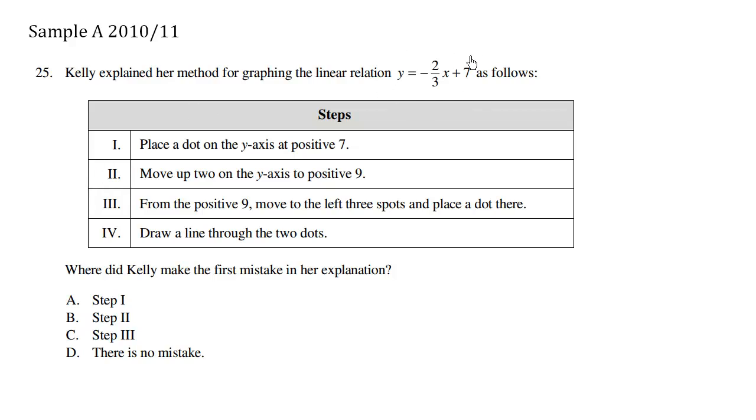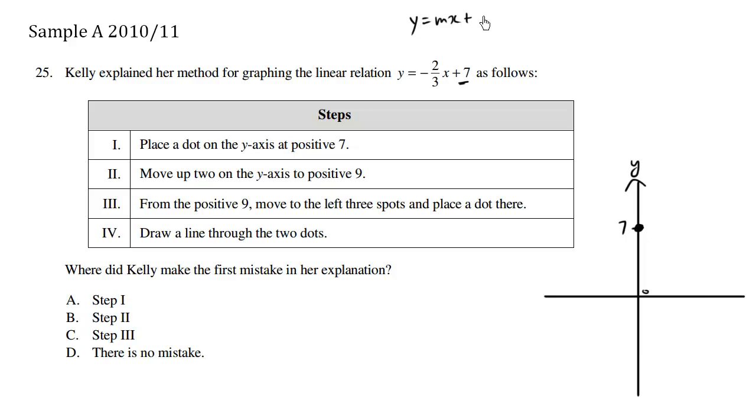So we have a line equation here, and we have step 1: place a dot on the y-axis at positive 7. If I were to sketch this, we have a nice graph that looks like this, and this here is my 0 point, and this here, we'll just say, is 7. They want to place a dot on the y-axis at positive 7. So if this is y, we have a dot here. And now we know that this here is the y-intercept. y equals mx plus b. This here is the y-intercept. So this is actually correct.